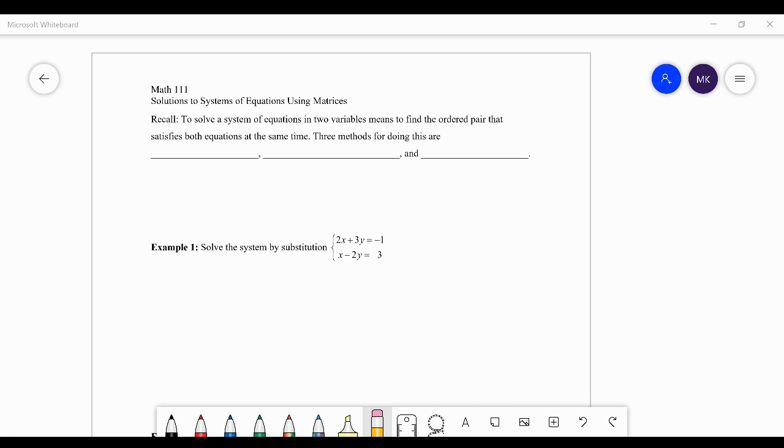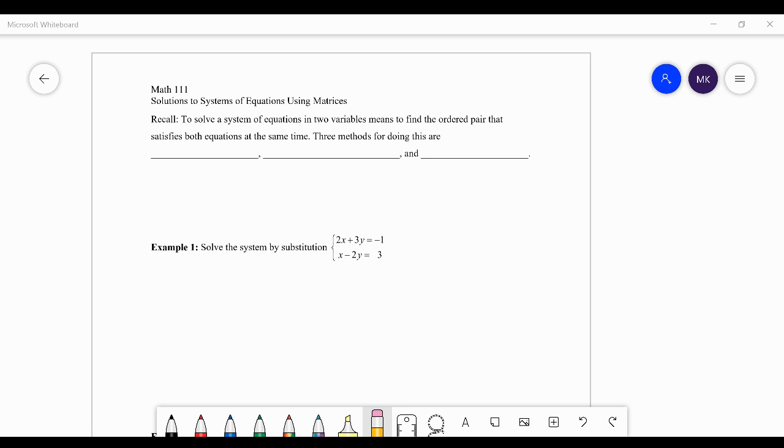Hey guys, welcome to our lovely video here on solutions to systems of equations using matrices. Systems of equations are things that you've probably dealt with in the past, and the first couple examples are gonna be using some of the old methods to solve them, to remind you how painful it is. And then we're gonna make things a lot nicer and simpler for you.